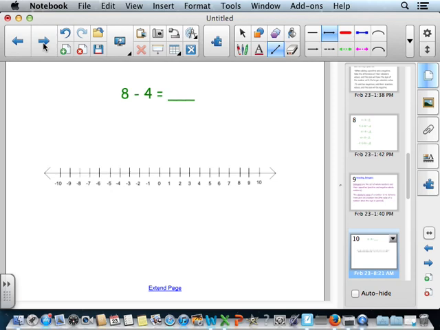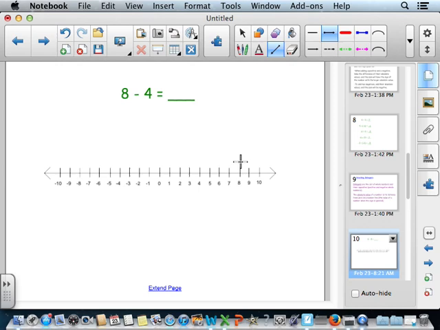I'll be using a number line to model subtraction. Here I have a simple expression, 8 minus 4. When using the number line, I'm going to start on whatever number my expression starts with. My expression starts with 8, so I will start on my number line at 8. Because I'm subtracting 4, I know that my number will get smaller by 4.